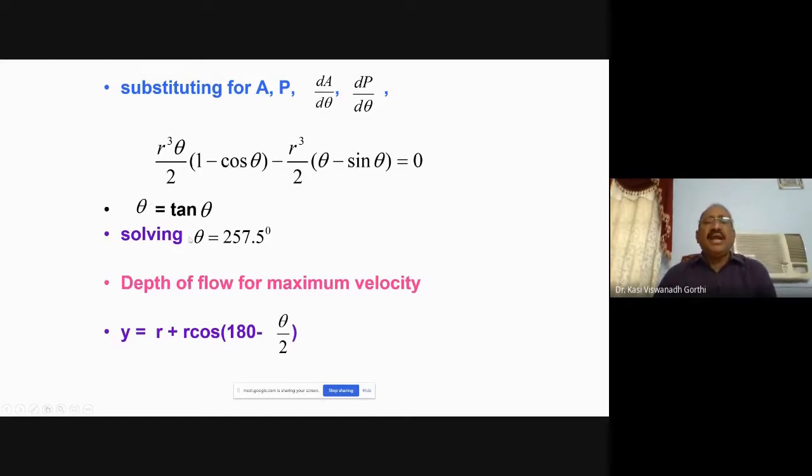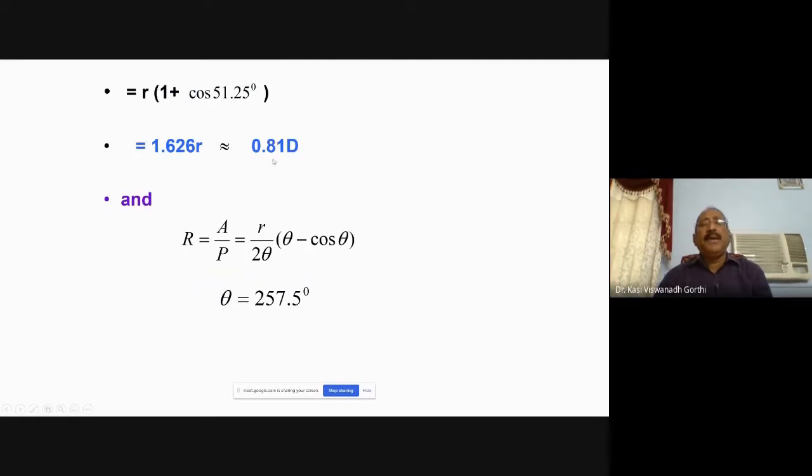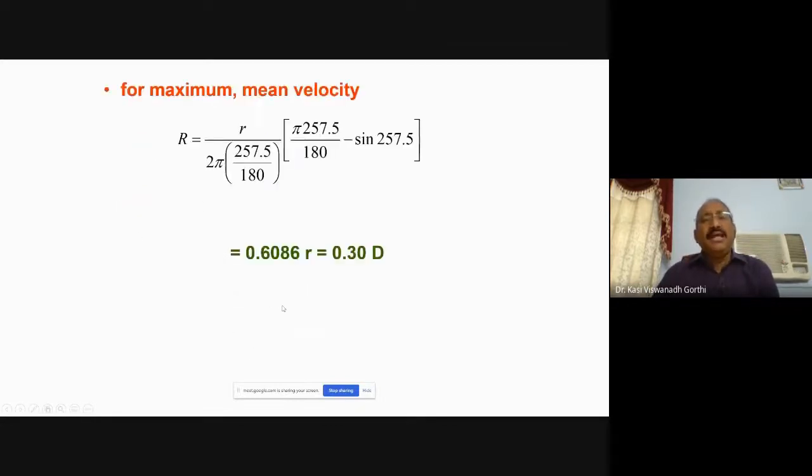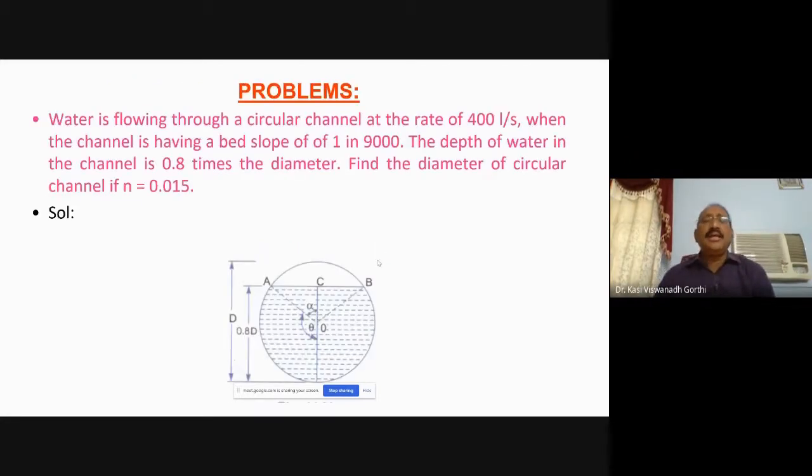Solving this equation, the value of theta is 257 degrees and the corresponding depth of flow will be r plus r cos (180 minus theta) by 2. Substituting that, you are getting 0.81 d. So this is the condition for maximum velocity. Condition for maximum discharge: 0.95 d using Chezy's formula, 0.94 d using Manning's formula. Condition for the maximum velocity is 0.81 d and the corresponding value of theta is 257.5 degrees. So the corresponding hydraulic radius is 0.3 d. In all the cases, d is the diameter of the circular channel section.